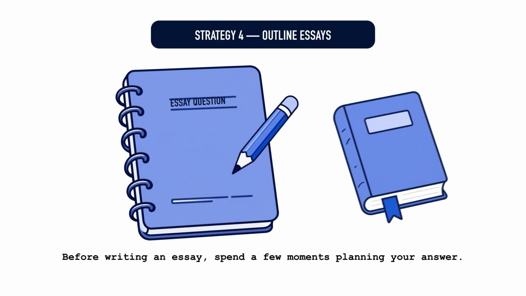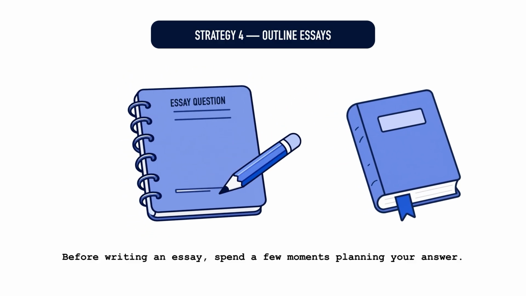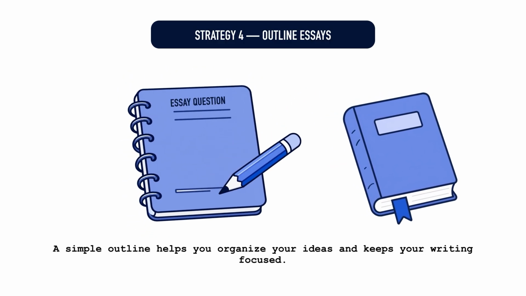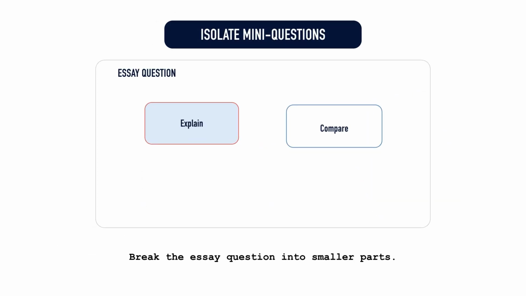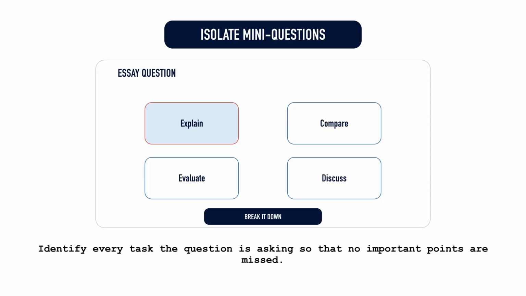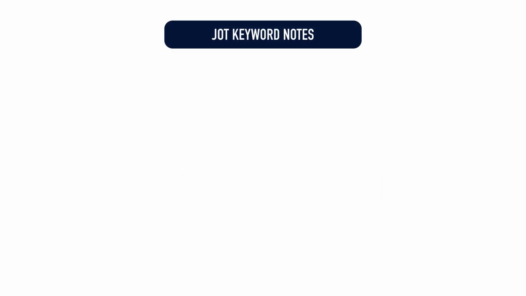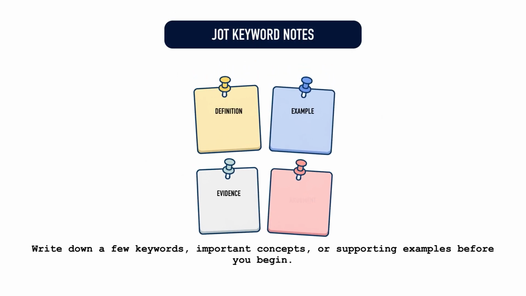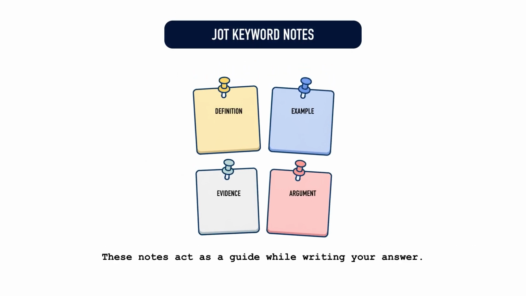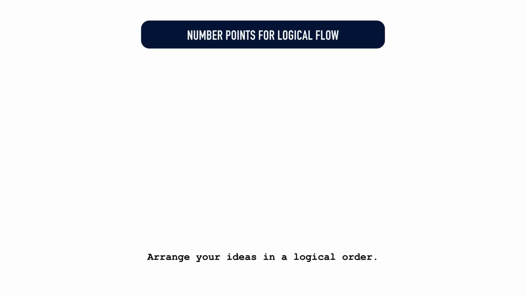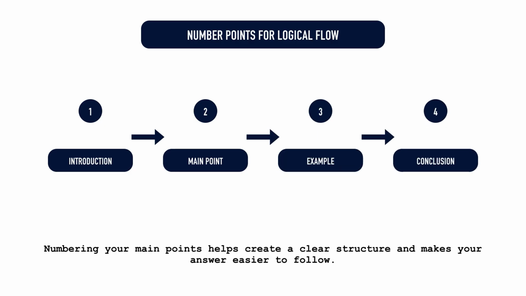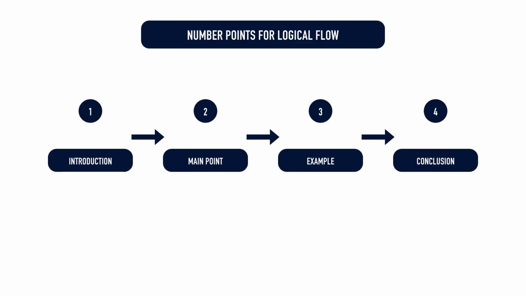Before writing an essay, spend a few moments planning your answer. A simple outline helps you organize your ideas and keeps your writing focused. Break the essay question into smaller parts. Identify every task the question is asking so that no important points are missed. Write down a few keywords, important concepts, or supporting examples before you begin. These notes act as a guide while writing your answer. Arrange your ideas in a logical order. Numbering your main points helps create a clear structure and makes your answer easier to follow.